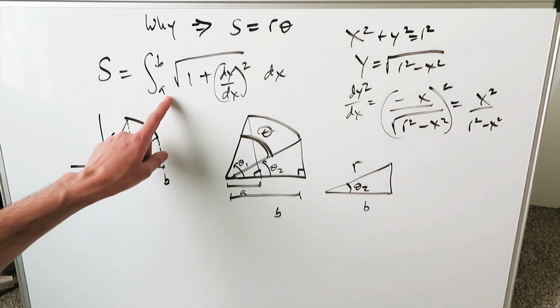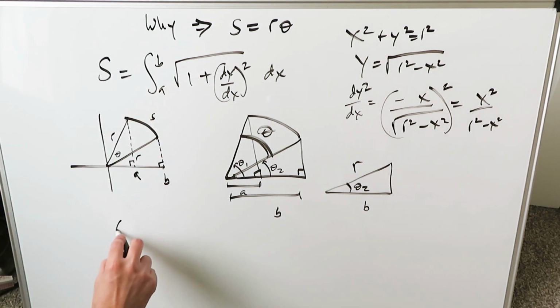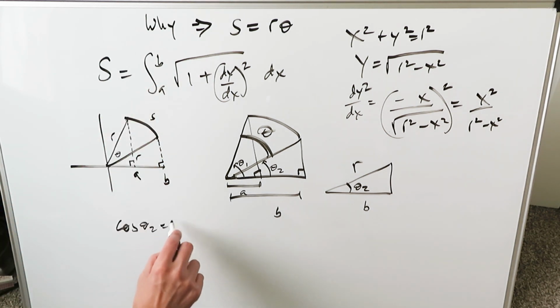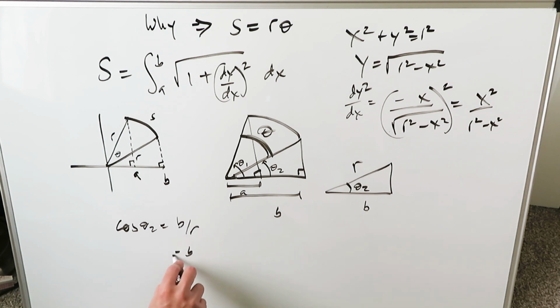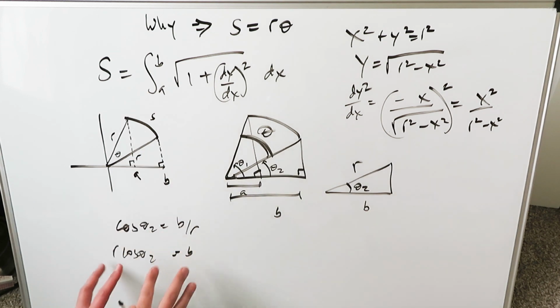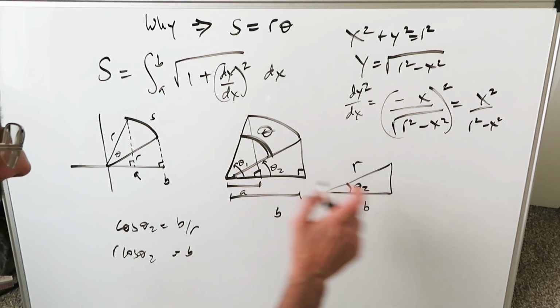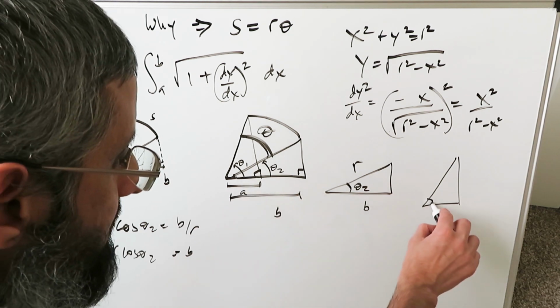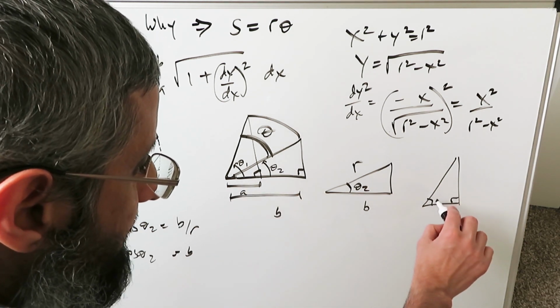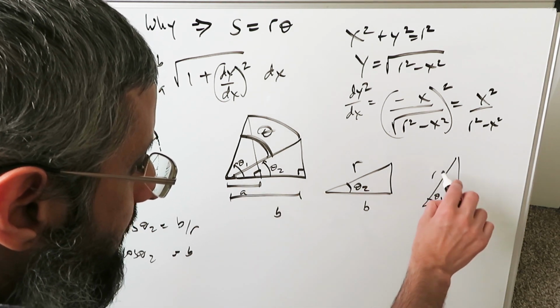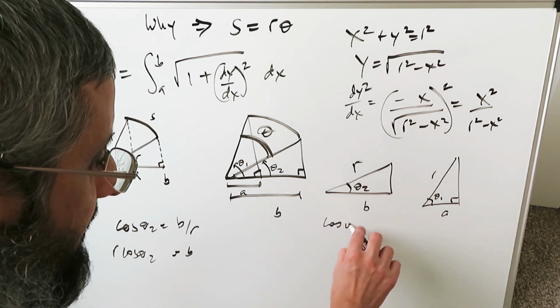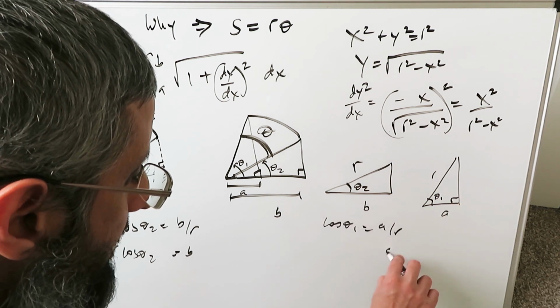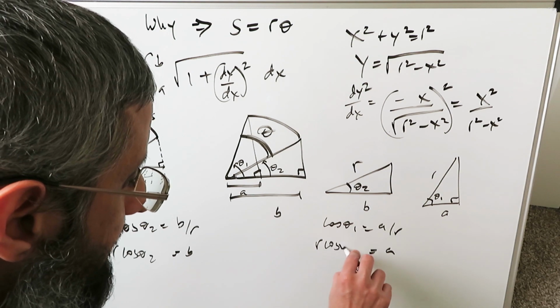I need to start determining my limits. What do I have here? Cosine theta 2 is equal to b over r. b is equal to r cosine theta 2. That'll come right over here. I'll just save this for right now. When you look at this more vertically inclined right triangle, you have an a, you have a certain angle here, theta 1, and you have an r. Here I'm saying cosine of theta 1 is equal to a over r, and a is equal to r cosine theta 1.